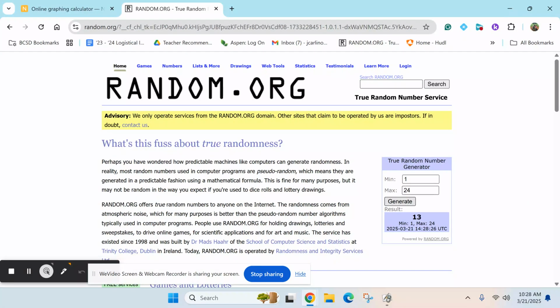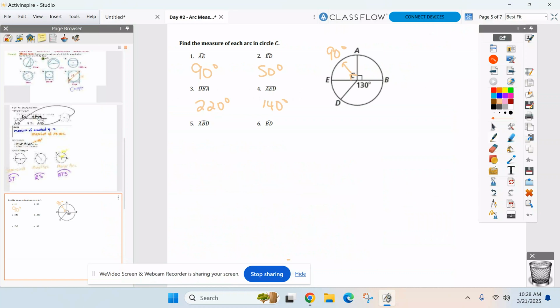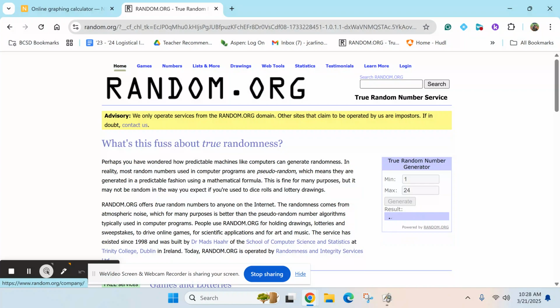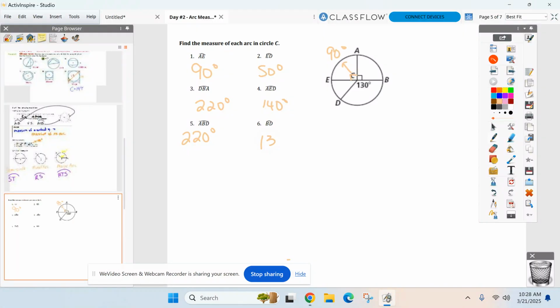Bennett, what's good, brother? ABD, number 5. Also 220. Heck, it's the same arc as number 3, just written differently. Oh, that guy got me on that one because I added them together. And then finish this off. BD, Bennett, come on. 130. You guys are on fire.